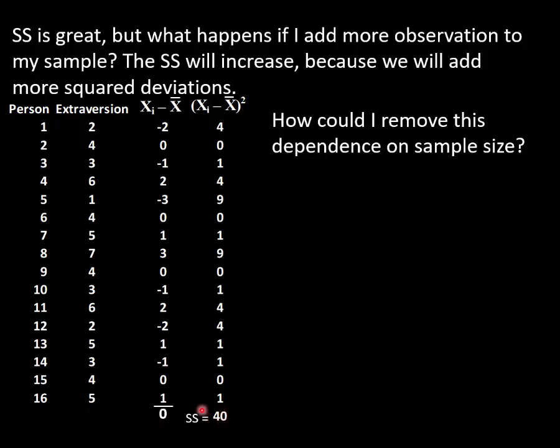I want to deal with the fact that this number here, this 40, depends on the fact that I have 16 people in this sample. If I had 17, it would be a little different. If I had 15, it would be a little different. If I had 100, it would be a lot different. And I don't want to think about the sample size when I'm thinking about this number. I don't want to have to judge this number relative to a sample size. So I just want to get rid of the sample size altogether. How can I do that?